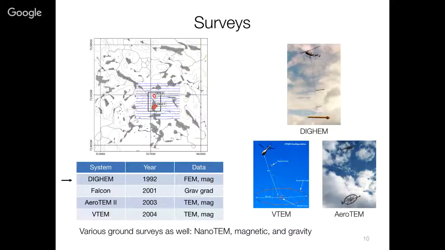So what are our surveys? In 1992, there was the DIGEM survey. It's a frequency domain EM system, and that recorded the magnetics as well as frequency domain EM. So it looks like this. So it's basically just like that result.